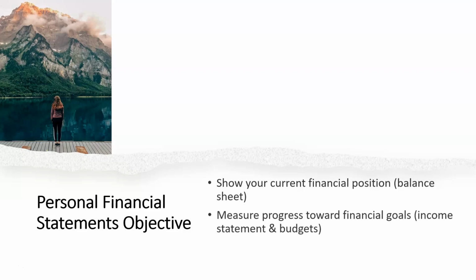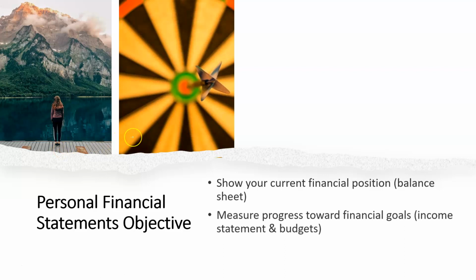Measure progress towards financial goals: income statement and budget. So then we want to think about our timing statements. When we think about the balance sheet, we're not thinking about a timing statement. We're thinking about a statement that shows a point in time, where we stand at a point in time. When we think about things like budgets, we're looking into the future. We want to define the time frame that we are covering in order to measure the performance.